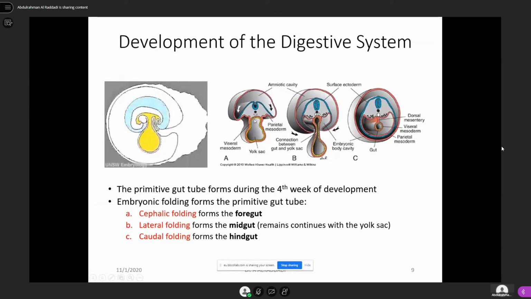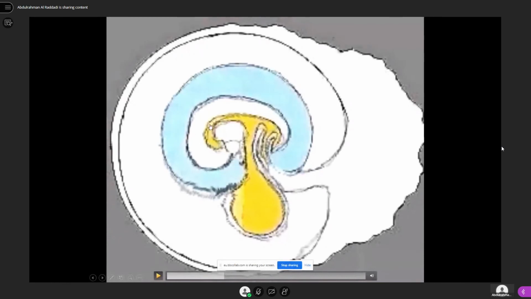First video regarding the cephalic and caudal folding. Here in this picture, we can see the lateral folding that helps to form the midgut. However, the cephalic and the caudal folding, we can see it here, that help to form the foregut and the hindgut. So here we can see this is the cephalic folding, and here we have the caudal folding.